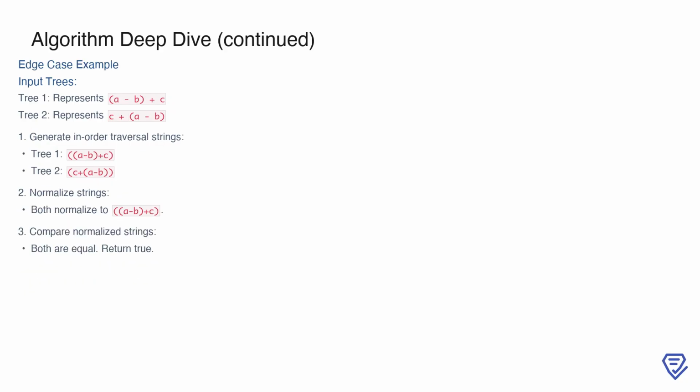Now, let's consider an edge case. Suppose tree 1 represents the expression ab plus c, while tree 2 represents c plus ab. After generating the in-order traversal strings, tree 1 produces ab plus c, and tree 2 produces c plus ab. During normalization, we account for the commutative property of addition, ensuring both strings are rearranged consistently. This process results in the normalized string ab plus c for both trees. Comparing these strings confirms they are identical, so we determine that the trees are equivalent and return true.